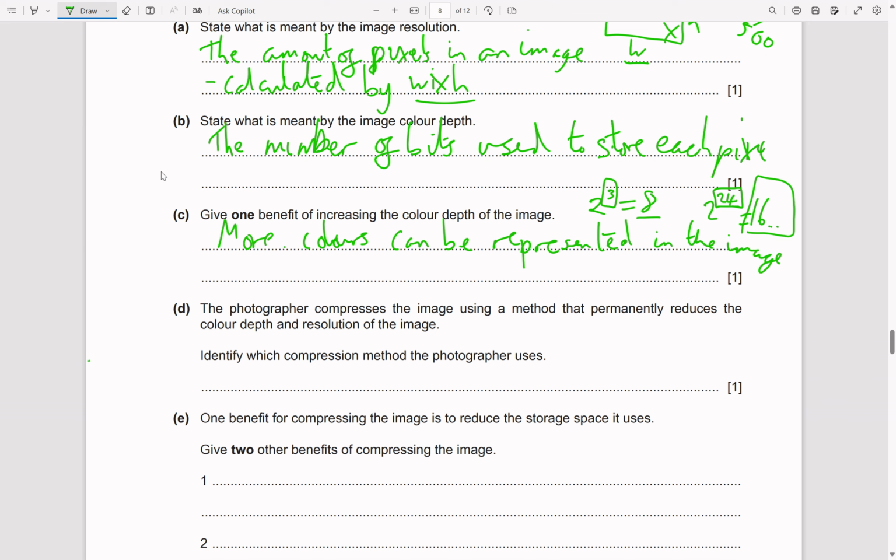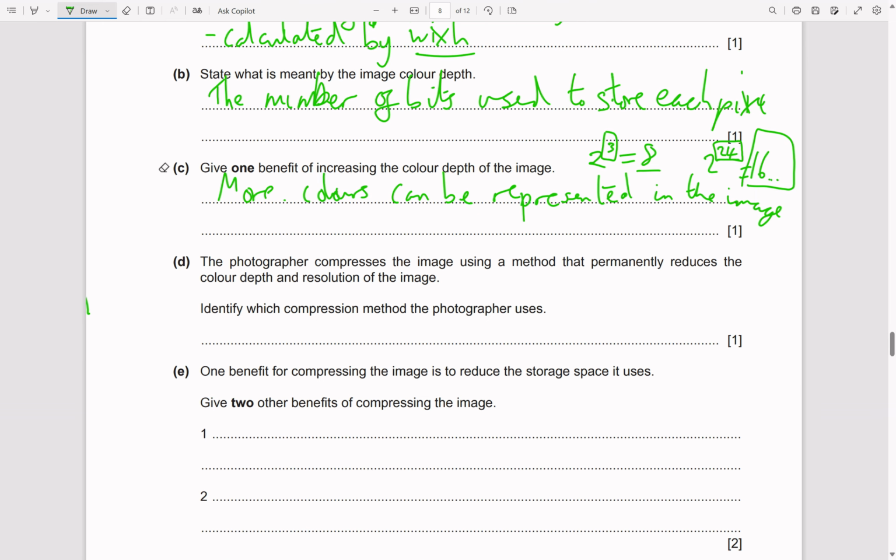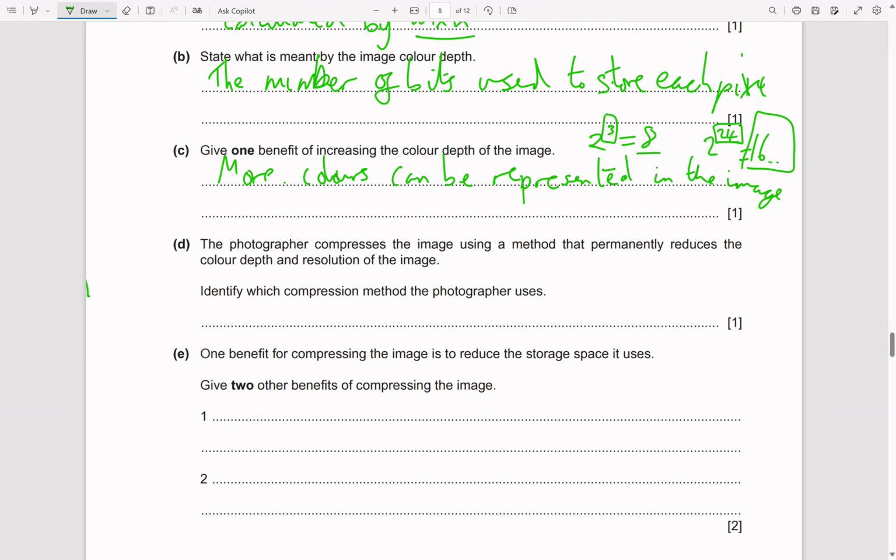Right, then we want to say the photographer compresses the image using a method that permanently reduces the color depth and resolution of the image. Identify which compression method the photographer uses. So here this is going to be lossy because it's permanently reduces. Whereas obviously with lossless, we can decompress and get the original again.